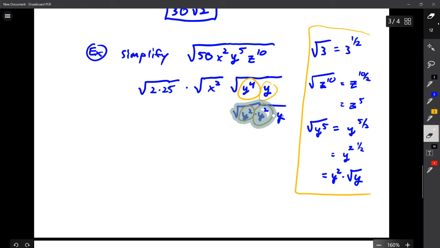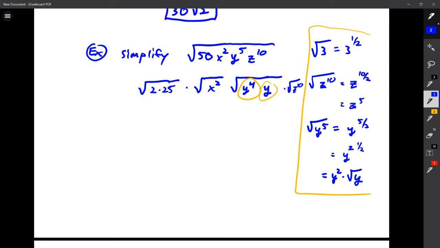I'm going to erase this line so we can continue. Oh, I didn't do the z's. Here we have times the square root of z to the 10th. Again, square roots cut the exponents in half. The same does work for numbers, just like this square root of 25, well, that's 5 squared. A 5 squared inside becomes a 5 to the 2 halves outside, which is just 5 to the first.